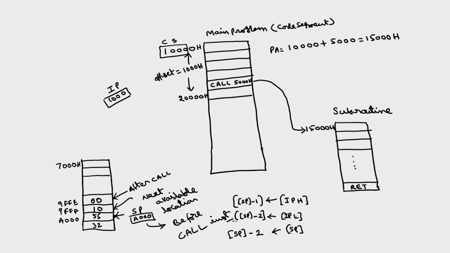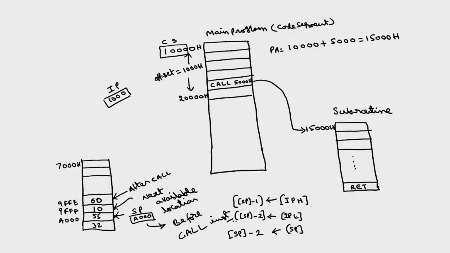Whenever a call instruction is executed, before the microprocessor control transfers to the subroutine, it will save the contents of the instruction pointer. The instruction pointer holds the offset of the instruction which is to be executed next. Those contents will be transferred to the stack using these two operations, then automatically the stack pointer will become stack pointer minus 2, then the microprocessor control goes here.